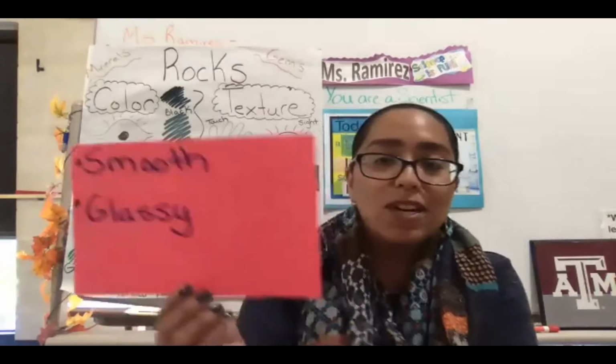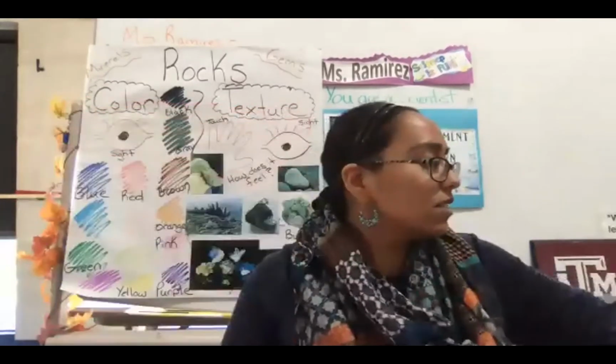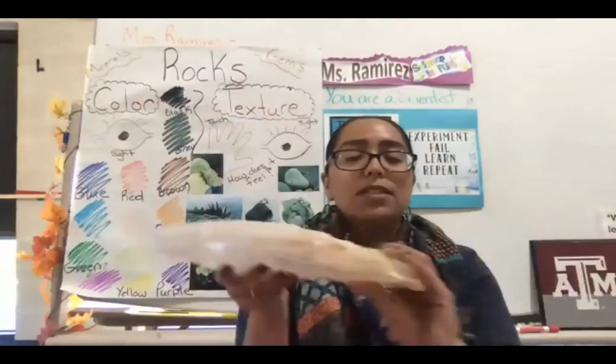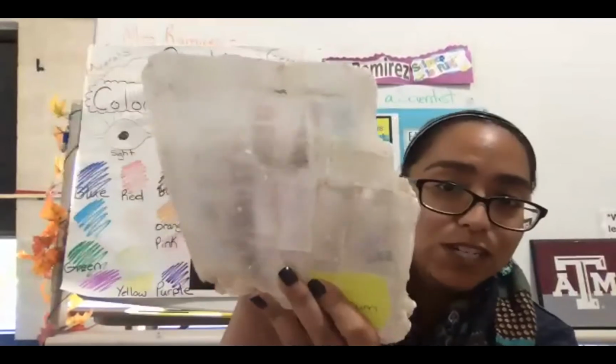So what do you think is the opposite of bumpy or spiky? So our next few rocks are going to be smooth or glassy. So let's look at this cool one here. This is a mineral and it's called gypsum. What color is it and what do you notice?